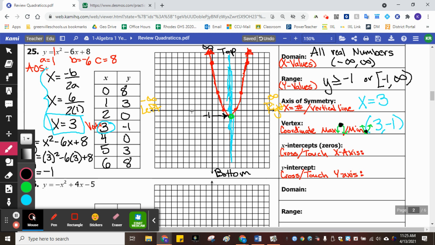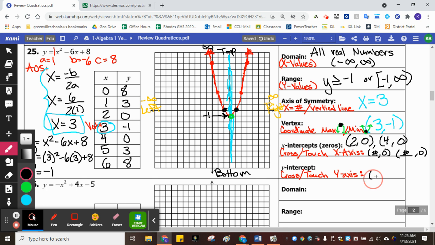X-intercepts are where you cross or touch the x-axis. So right here and here. And they're written as points. So (2, 0): I went right 2 and up and down 0. (4, 0): I went right 4 and up and down 0. If you notice the pattern, y will always be 0, and you have to figure out what number x is.